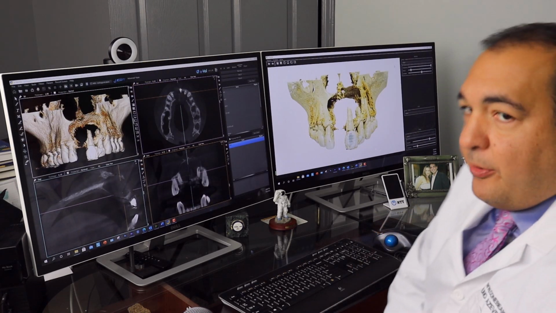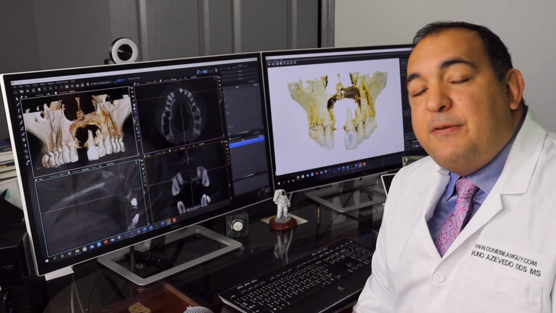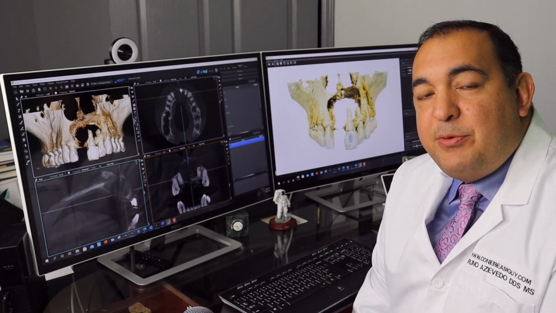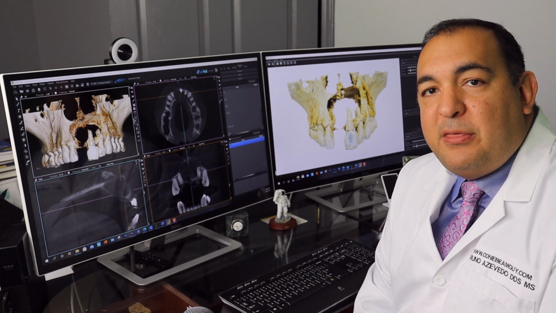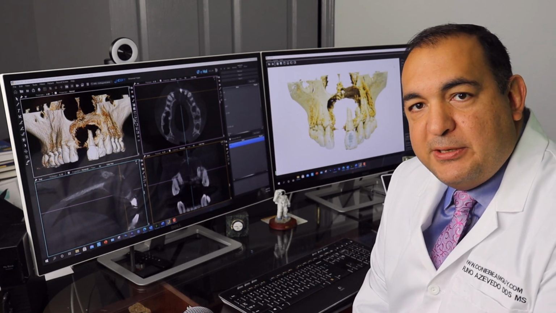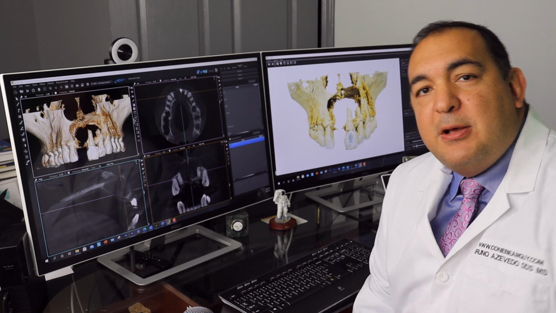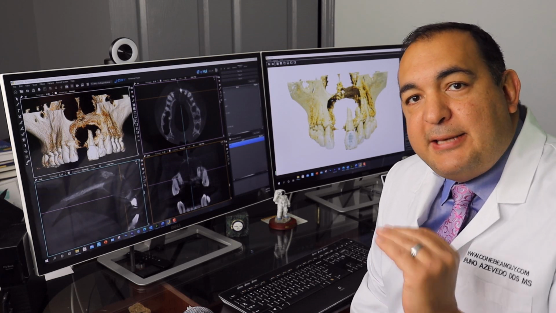And I would like to point out that there's a lot of information here that can allow you not only to treat this large pathology, but also come up with a more comprehensive treatment plan for this patient. Let me show you some of the findings that this scan has.